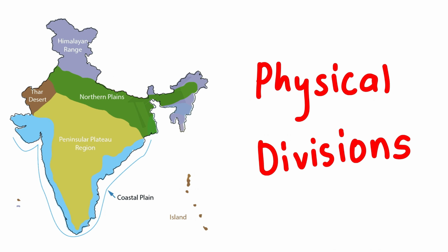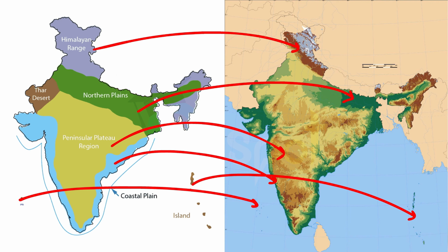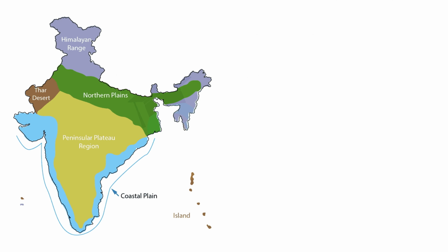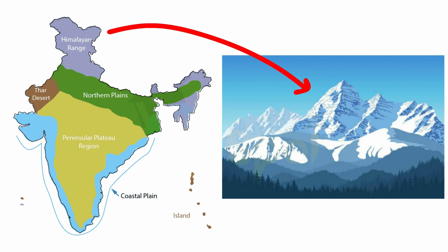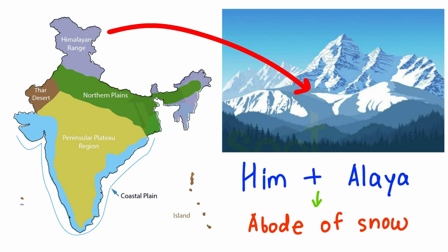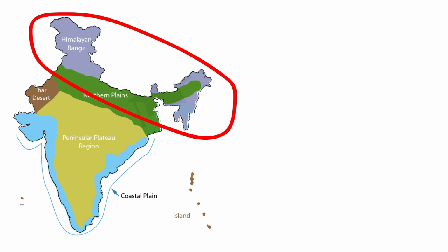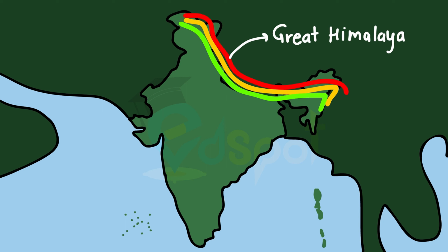Physical divisions. India is marked by a diversity of physical features such as mountains, plateaus, plains, coasts, and islands. Standing as sentinels in the north are the lofty snow-capped Himalayas. Him plus Alaya means the abode of snow. The Himalayan mountains are divided into 3 main parallel ranges. The northernmost is the Great Himalaya or Himadri. The world's highest peaks are located in this range.